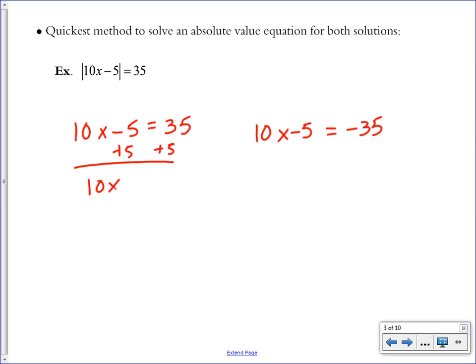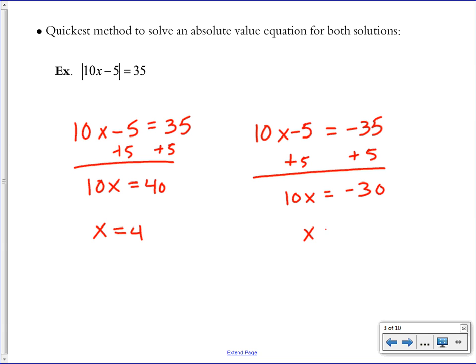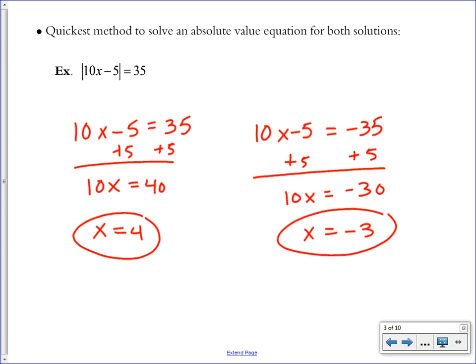So 10x equals 40, x equals 4. On this side, when we add 5, because that's a negative 35, we get a completely different solution, right? It's not just a negative version of the other solution. We get two completely different answers. These are both solutions to the equation, and you can plug them back in to check to prove to yourself that they will both give you a 35 after you plug them in and take the absolute value.